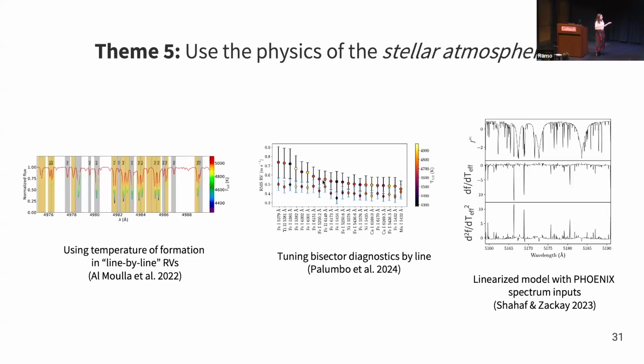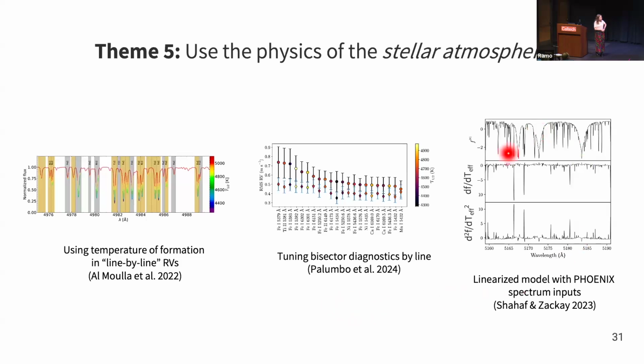I think this is a really exciting and promising way of using lots of information from the spectrum, not throwing much away, but also categorizing them using a physics-informed model here. Michael Palumbo has done work tuning bisector diagnostics based on the extensive information we have on the bisector behavior of those individual lines in the sun.